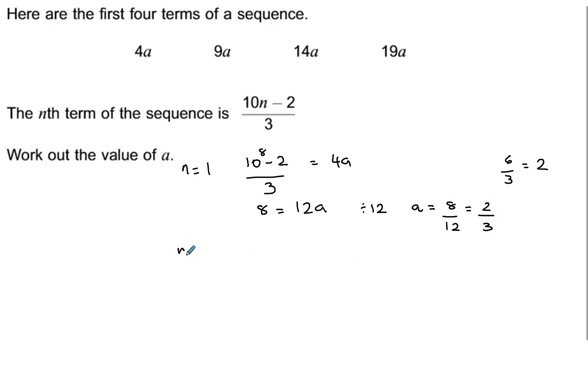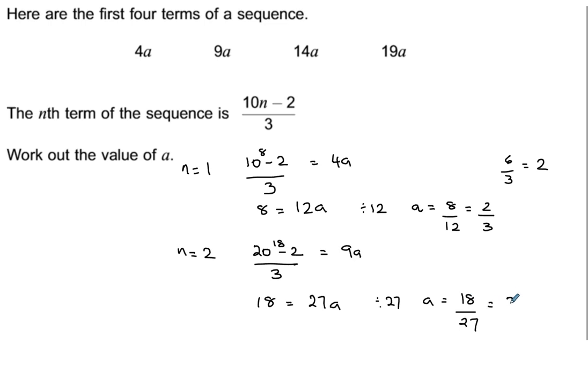Okay, let's try it with n equals 2 to see if that's correct. So you've got 10 times 2 is 20, minus 2, divided by 3, and we get 9a. That comes to 18. So we've got 18 equals 27a. We'll divide by 27. So you've got a equals 18 divided by 27. And if you divide them both by 9, you get 2/3. Very good. So the value of a is 2/3.